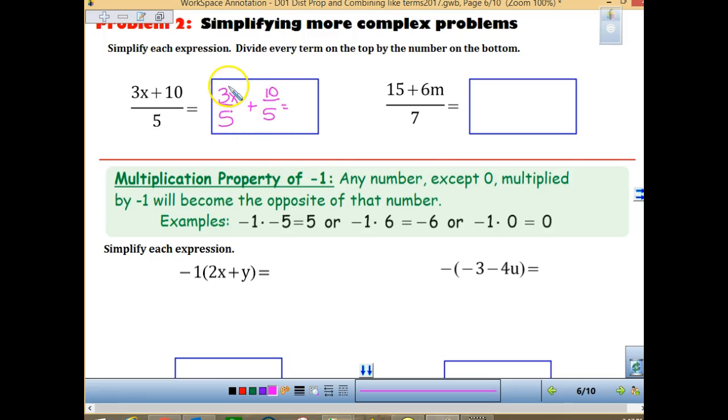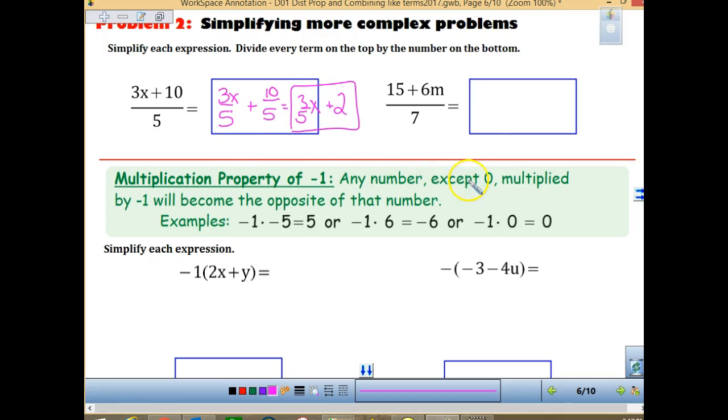Which in this case, 3x over 5 can't be simplified, right? That stays as 3x over 5, or 3/5 x. But, Emily, I can simplify 10 divided by 5 is 2 over 1, or I can just write it as 2. So 3/5 x plus 2. 3/5 x is the same as 3x over 5. Does that make sense to everyone? 3/5 times x is the same as 3x over 5. Okay? So you can think of it either way.